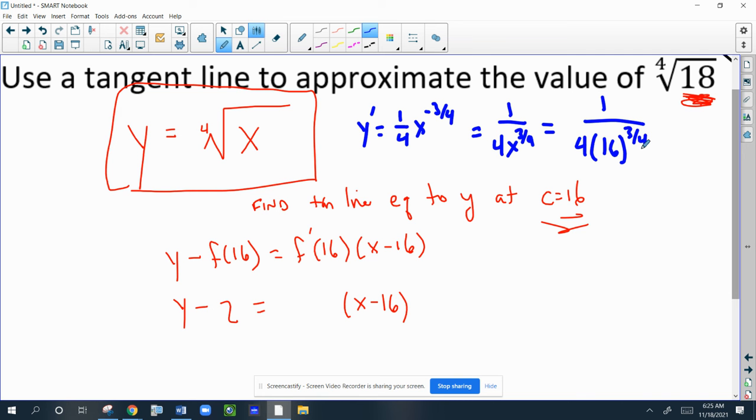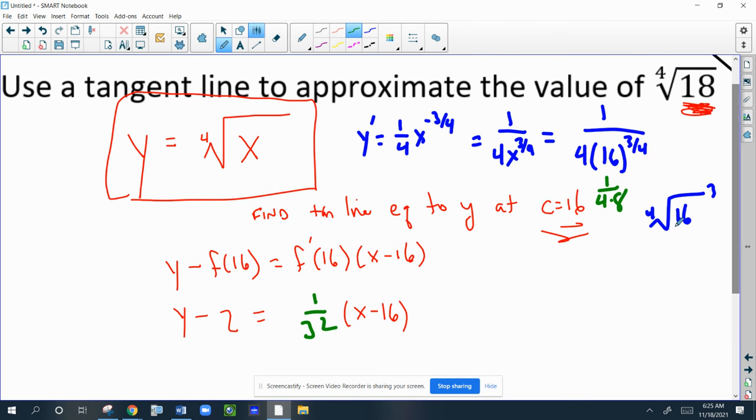It looks more difficult than it is, because remember exponents: the 3/4 means the fourth root of 16 cubed, in whichever order you want. It makes sense to do the fourth root first because you don't want to do 16 cubed, obviously. So the fourth root of 16 is 2, and 2 cubed is 8. So really what we have down here is 1 over 4 times 8, which is easy. It's 1 over 32. So that's it. That's our tangent line.